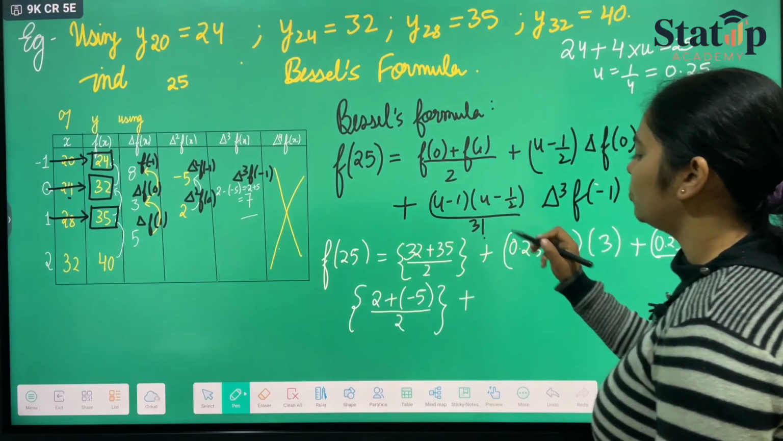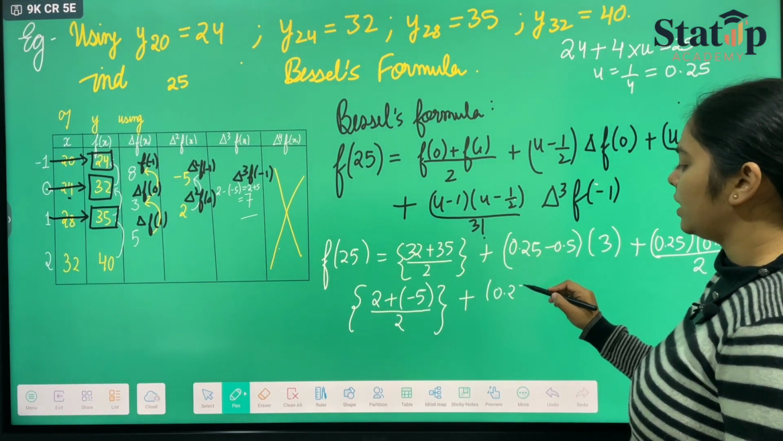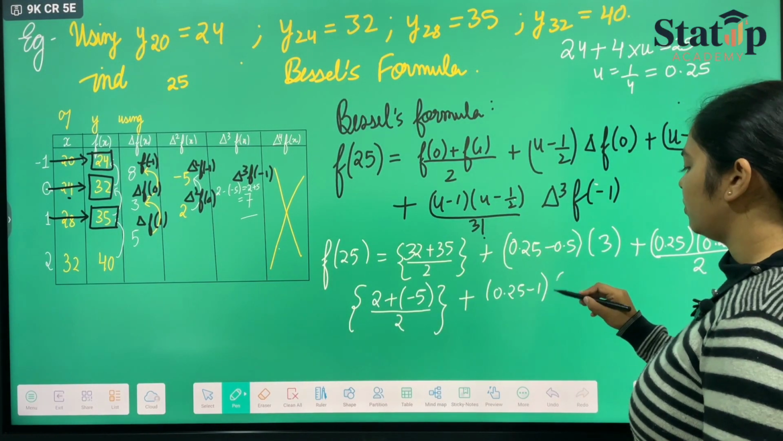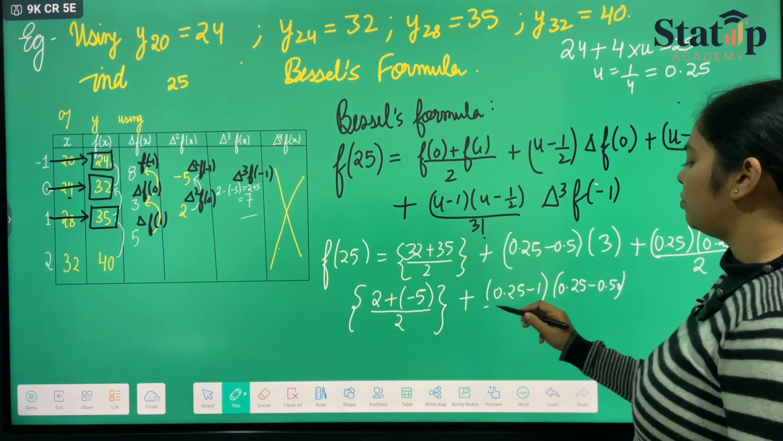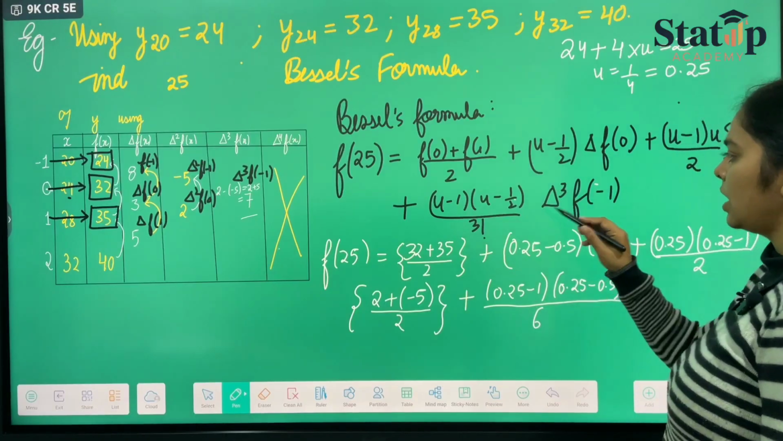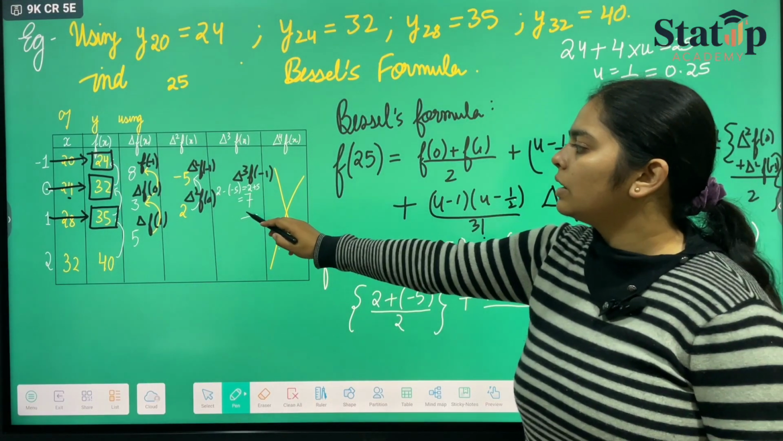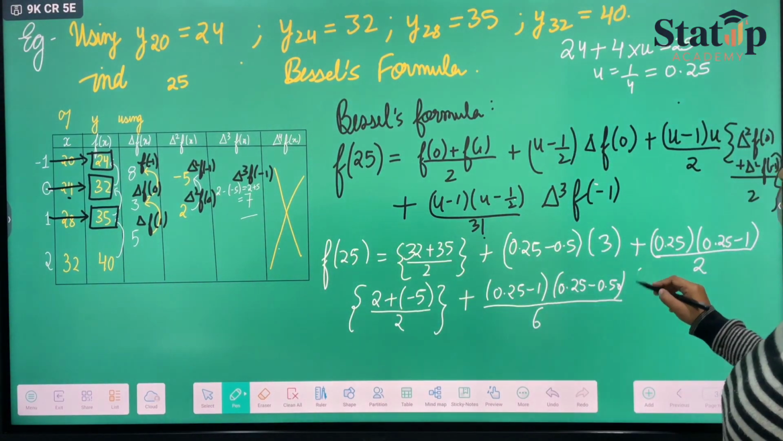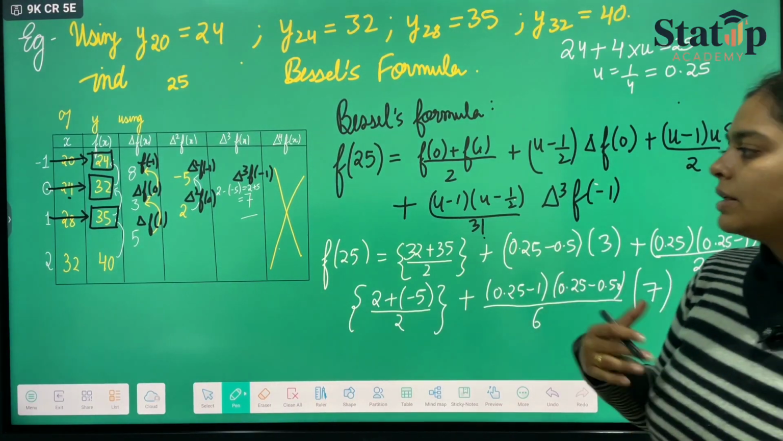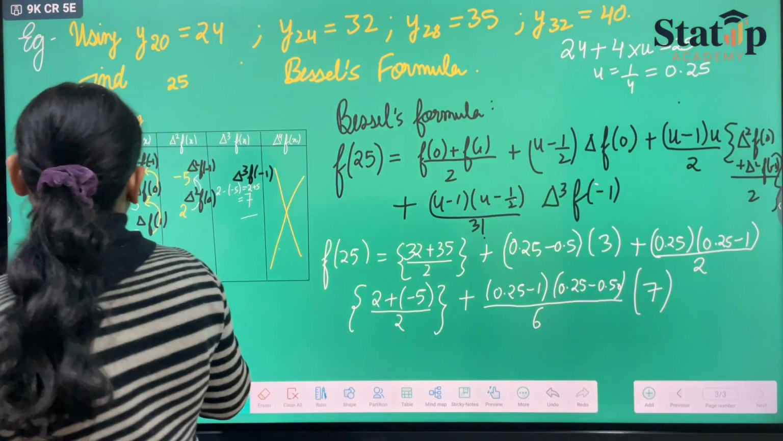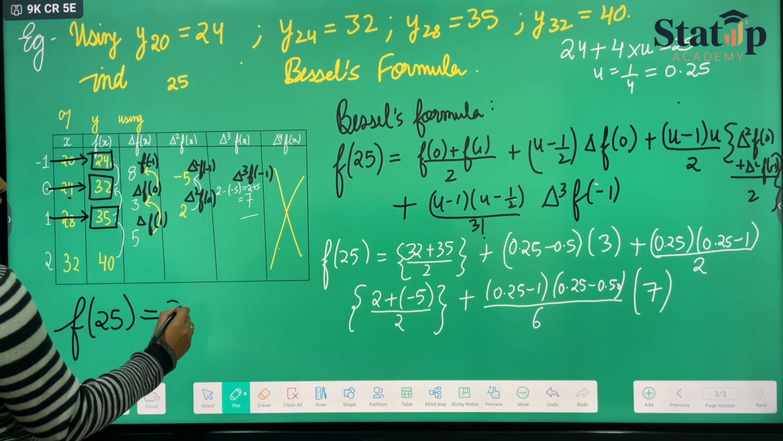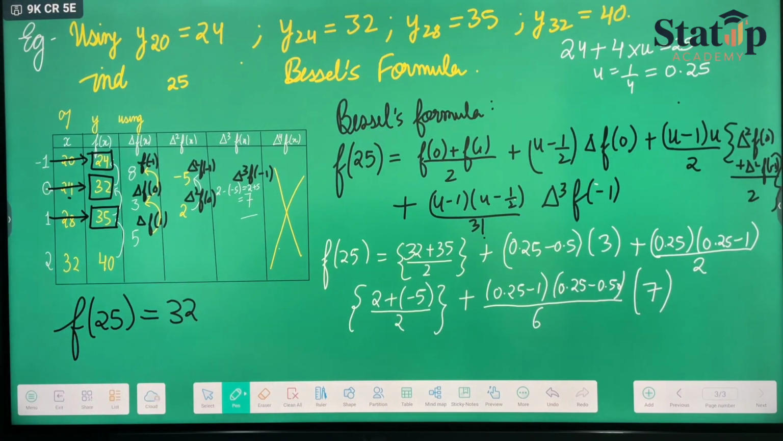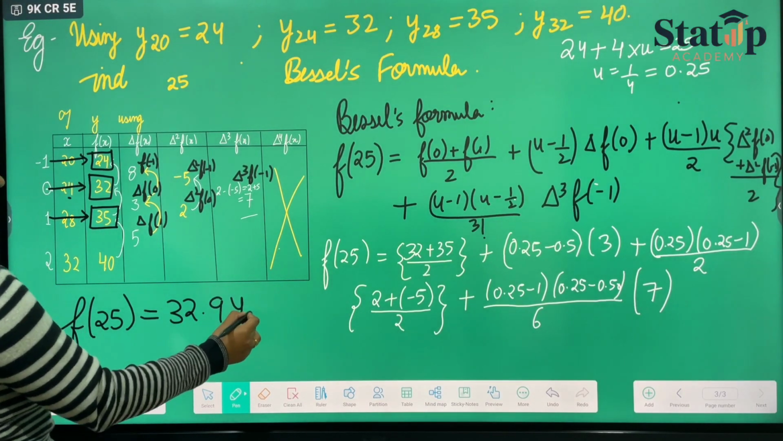Then the fourth one is u minus 1, which is 0.25 minus 1, u minus half, which is 0.25 minus 0.50, upon 3 factorial, which is 6, and delta cube of f minus 1 is 7. So we'll multiply it by 7. And solving, when you'll solve this, you'll get your final answer as f of 25 equals 32.94 something, and so on.